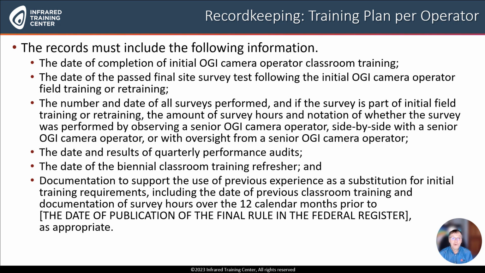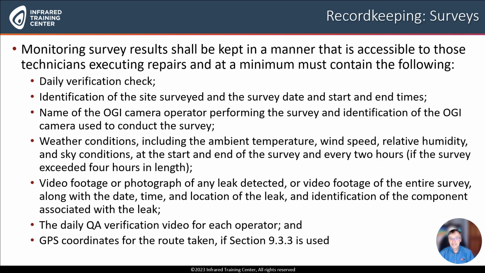Date and results of the quarterly performance audits, date of the biennial classroom training, and documentation to support previous user experience, okay? And so there's a lot of record keeping that's involved here. The surveys, again for record keeping, you need to do a daily verification check, okay? Make sure your camera is still imaging gas.